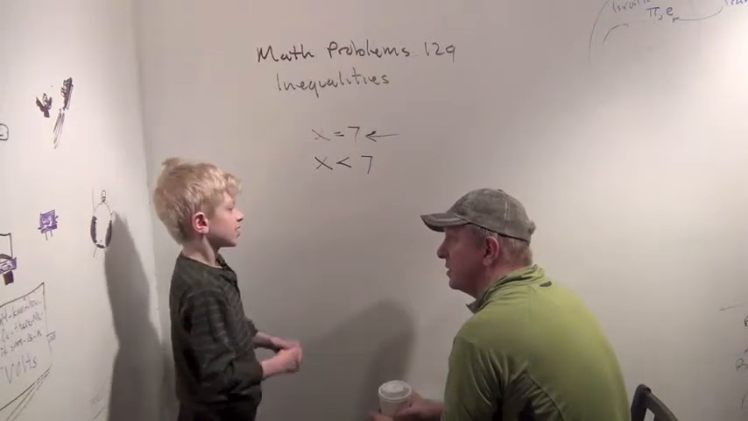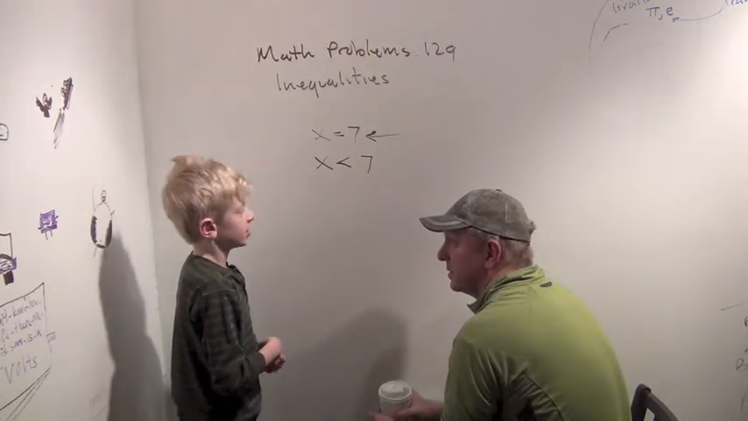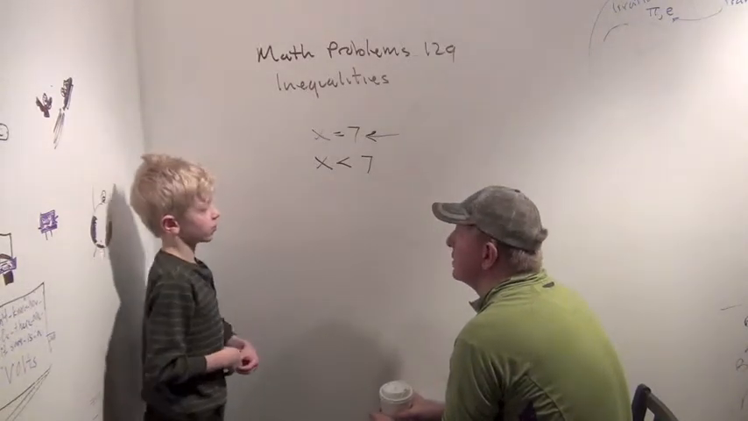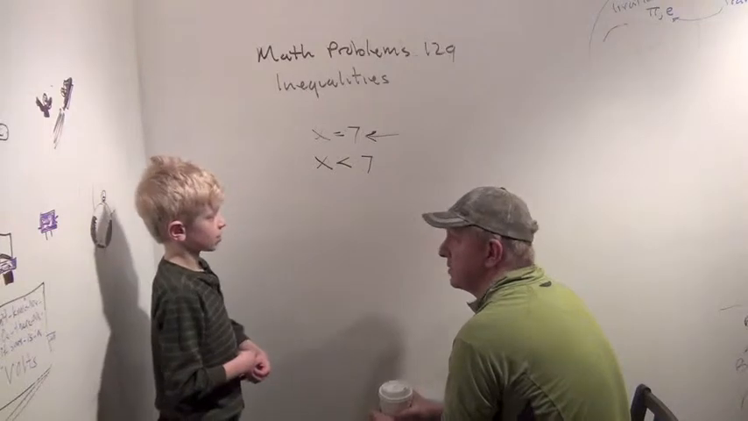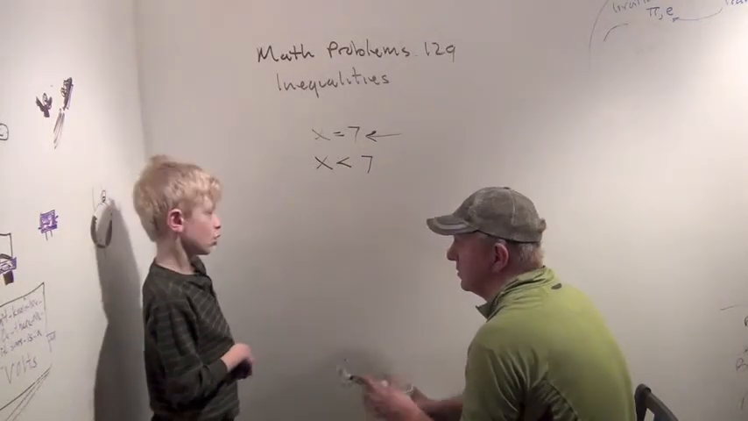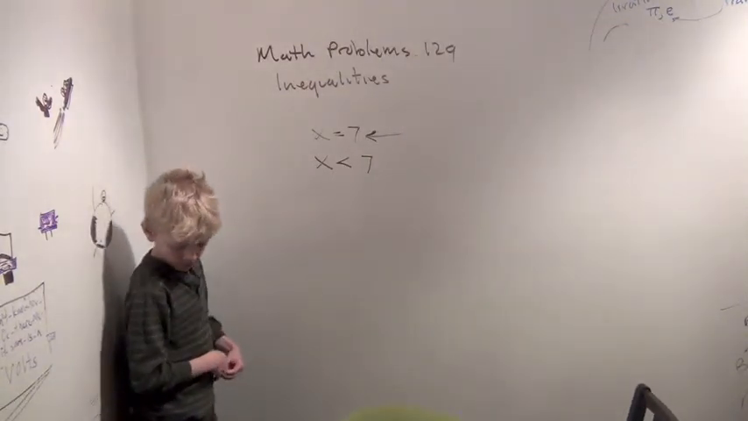For example, 6, 5, 4, even some fractions like 6.5, 6 1/3, 6 1/4. It could be any of those. What could it not be? It couldn't be 8. Definitely not 8.